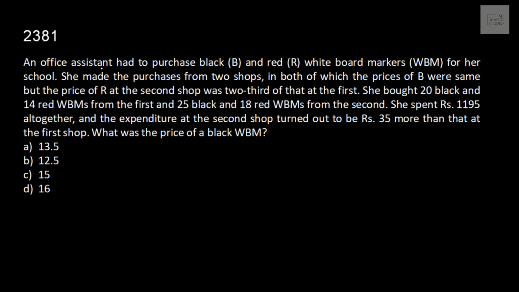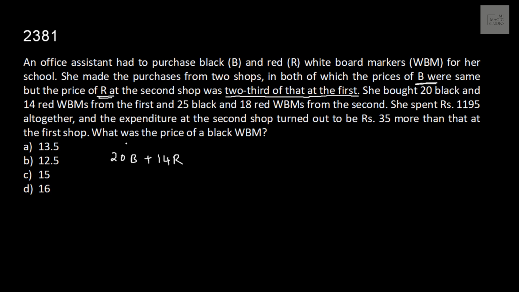An office assistant has to purchase black and red whiteboard markers. She made the purchase from two shops, in both of which the prices of B were the same, but the price of R, that is red, at the second shop was 2/3 of that at the first. She bought 20 black and 14 red from the first. That is the purchase from the first shop.